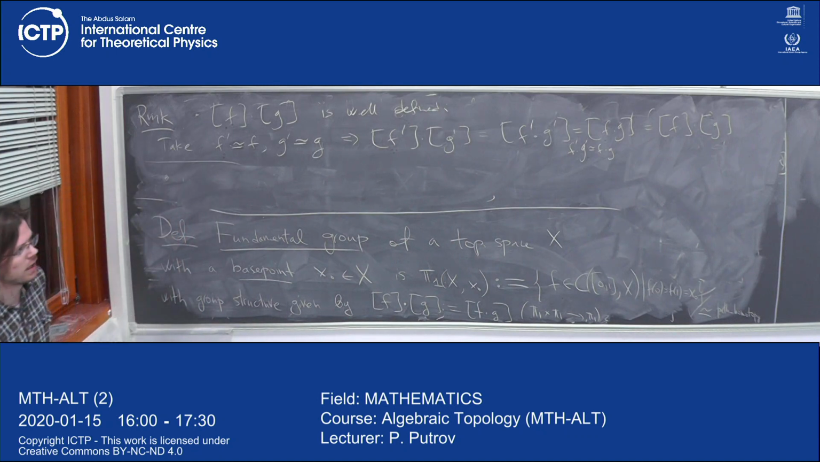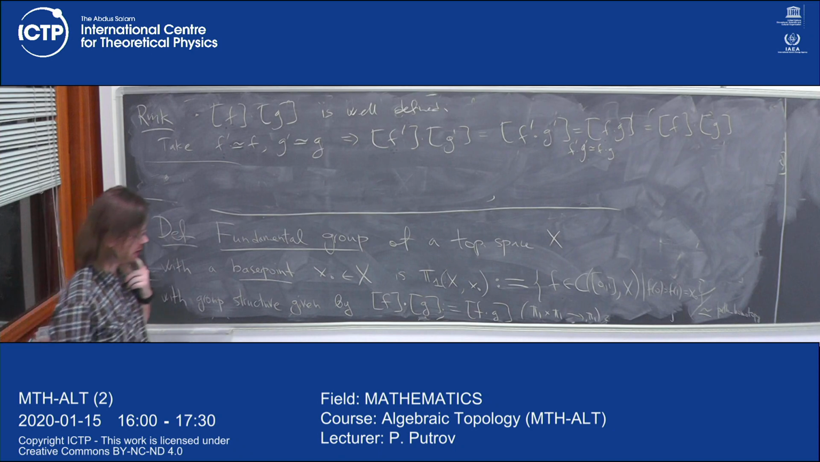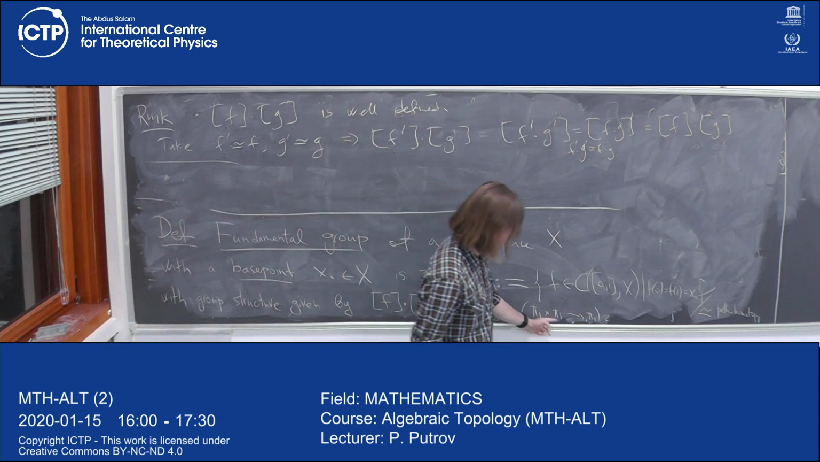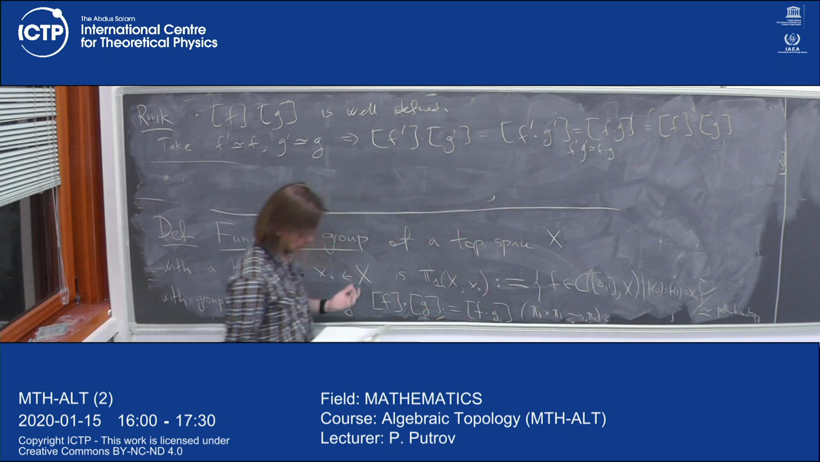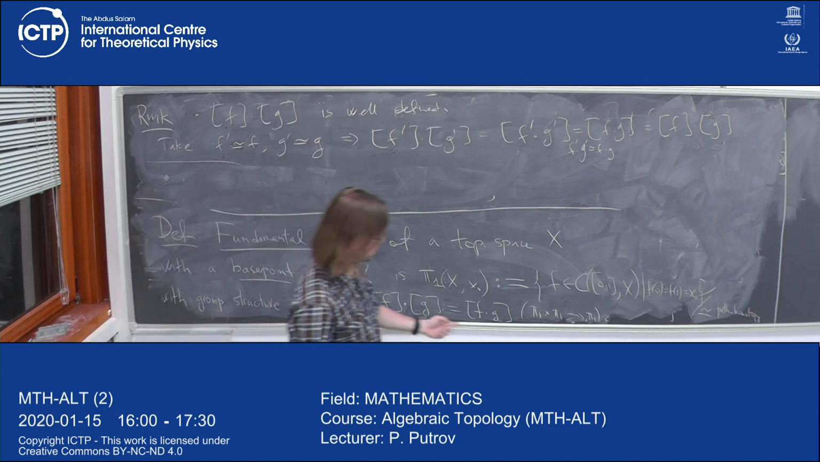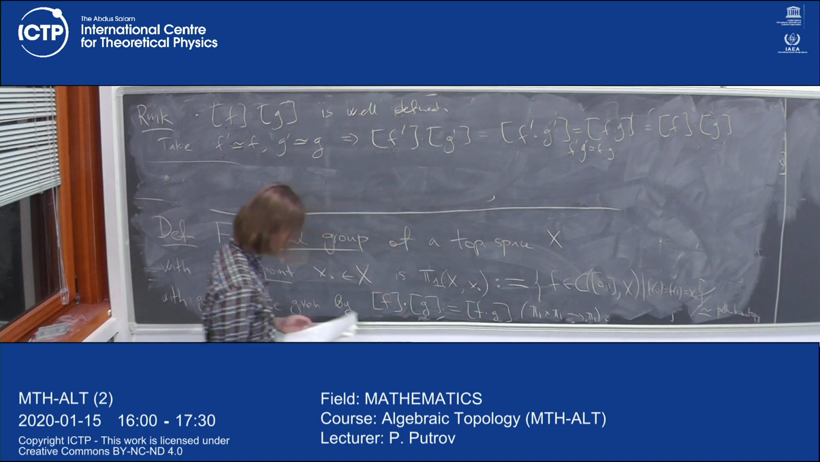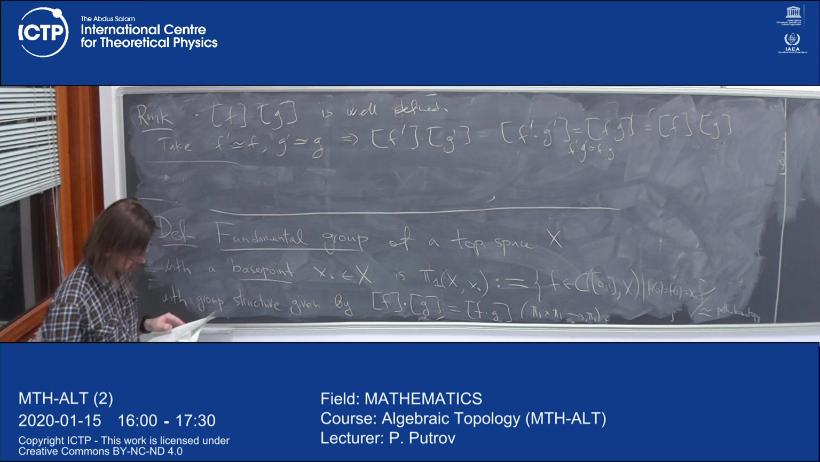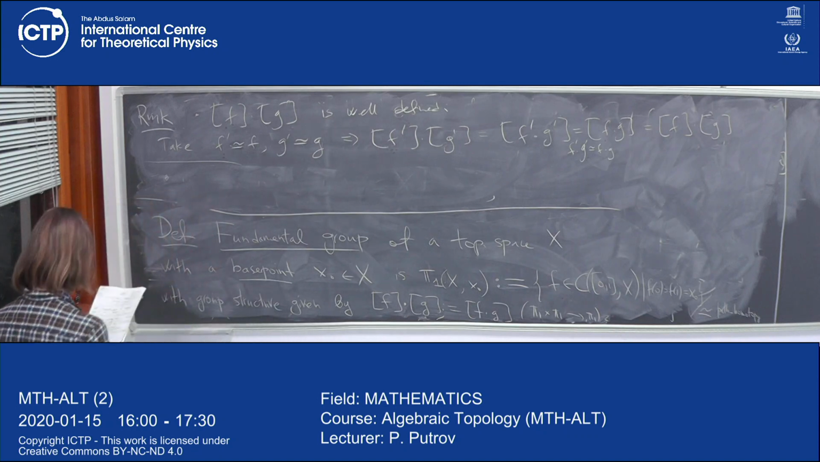Indeed, we have a well-defined operation from pi1 times pi1 to pi1. But we also need to check that this map satisfies the group axioms.